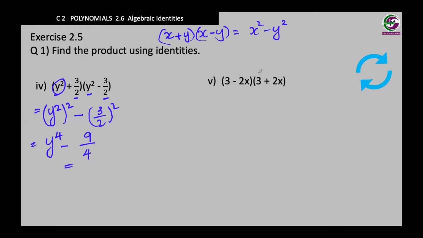Moving on to the last question of this part, question number 1.3.3. It's the same as this identity. So square of the first term minus square of the second term in a bracket because we have 2 terms. 9 minus 4x squared. Easy, right? Great. Let's move on to question 2.